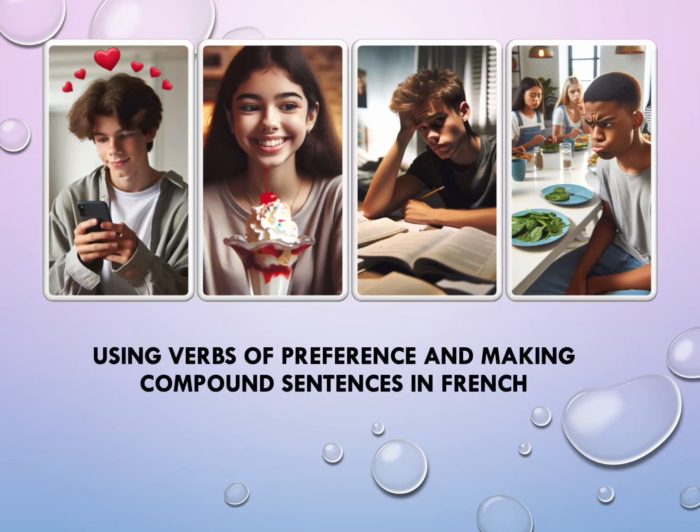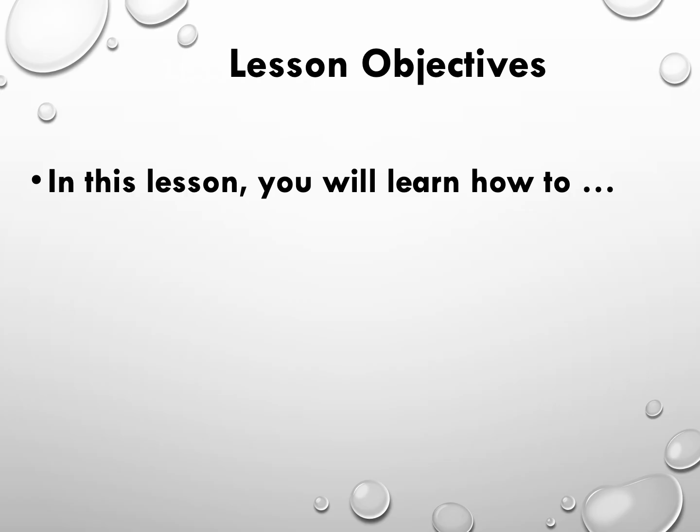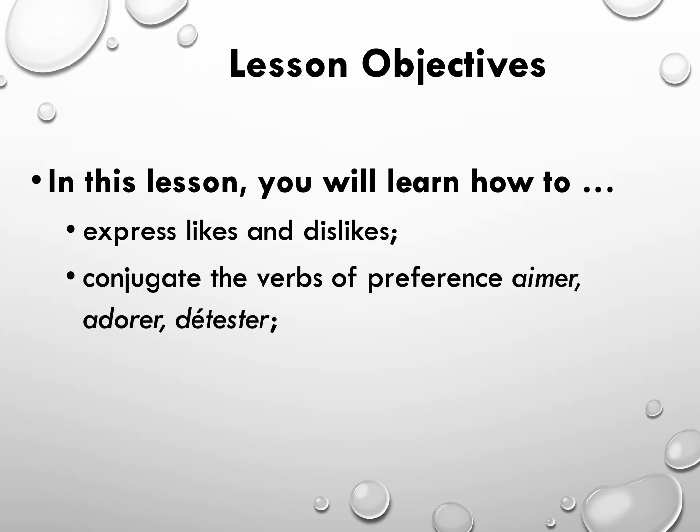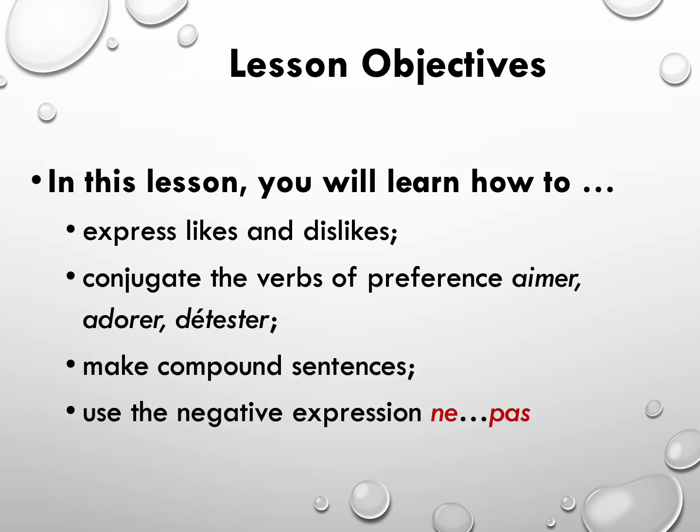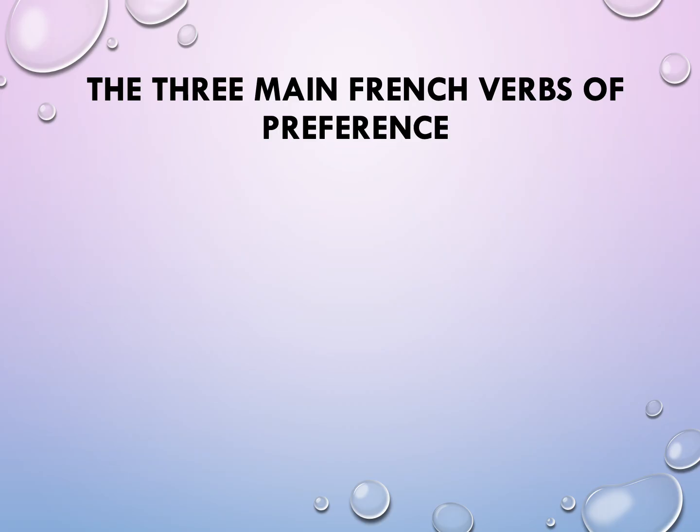Using verbs of preference and making compound sentences in French. Lesson objectives. In this lesson, you will learn how to express likes and dislikes, conjugate the verbs of preference aimer, adorer, détester, make compound sentences, and use the negative expression ne pas.